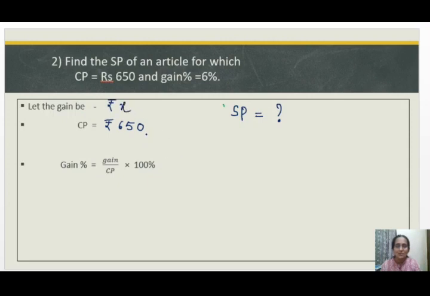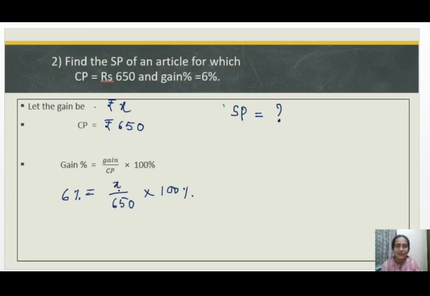So cost price is rupees 650. Gain percent is equal to gain. Gain means it is x. Cost price is 650. Now 100% we will write. We will substitute the values we know in the formula. Gain percent, it is 6%, right? So when the values are substituted in the formula, we got one equation.